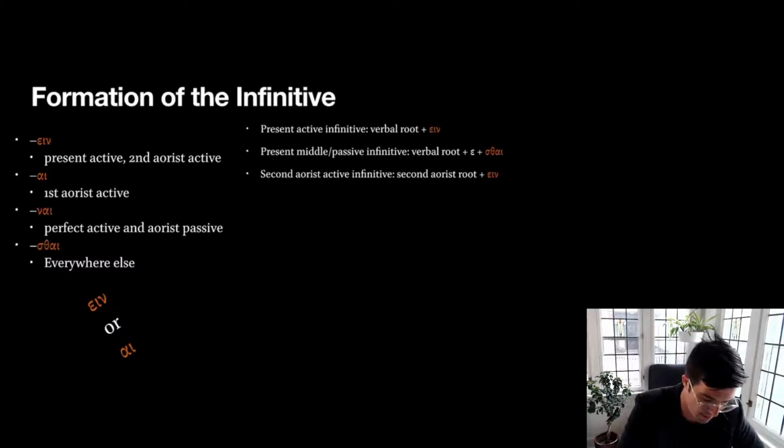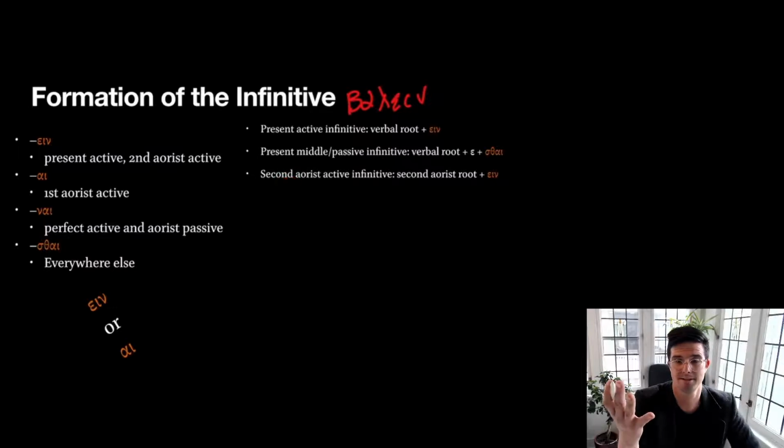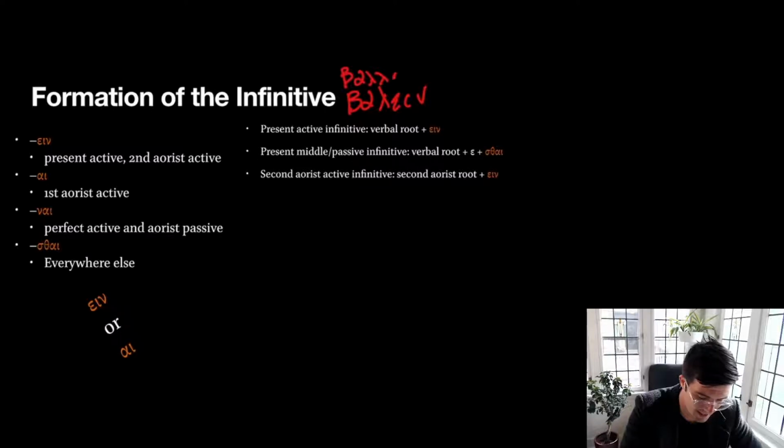So for example, balein with a single lambda is going to be which one of these? Present active infinitive or second aorist active infinitive? That's right, second aorist active infinitive, because the root has changed. This comes from ballo. So if we were to have a present active infinitive, we would have ballein with two lambdas. With the loss of a lambda, we know we have the second aorist root there.